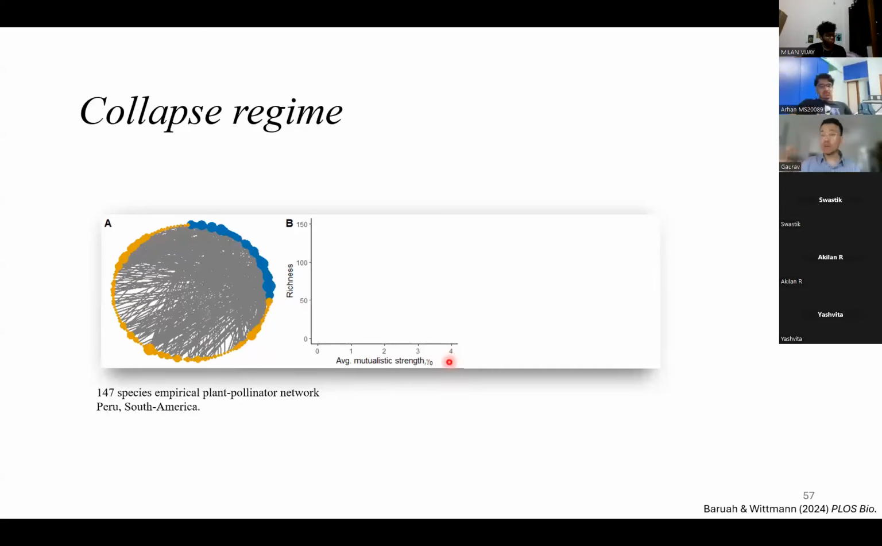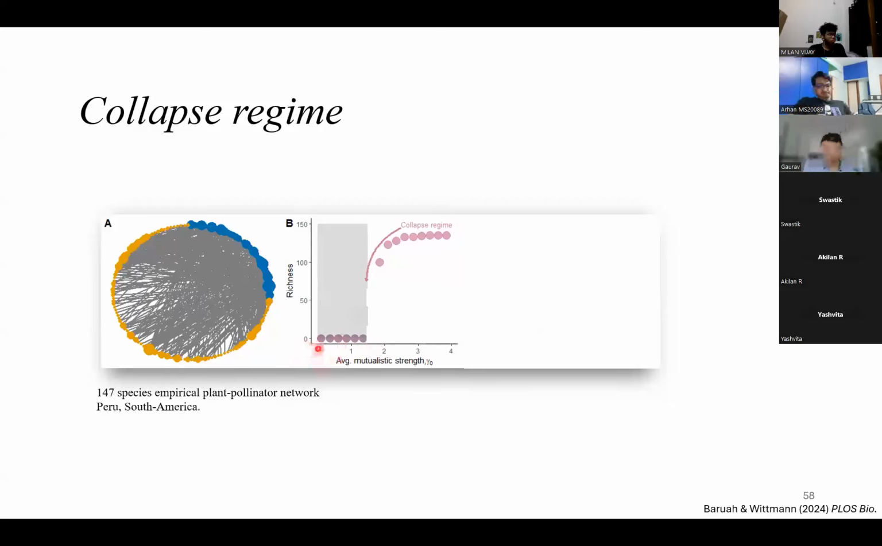4 would mean very good environmental conditions, 0 would mean very poor environmental conditions. And richness is obviously the equilibrium richness of this network at each of these points. So what we observe is that as environmental conditions deteriorate from very good to poor, there is a sudden jump from a high richness state to a low collapse state.